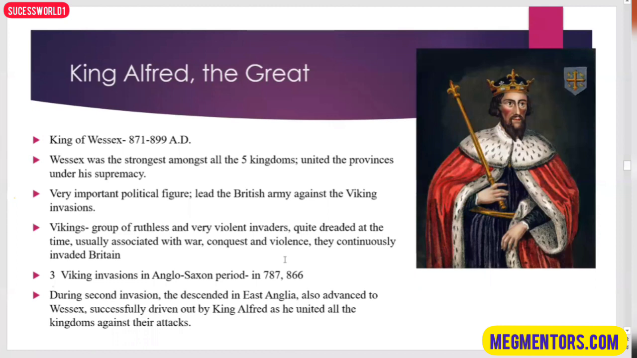So who exactly were these Vikings? Vikings were actually a group of ruthless and very violent invaders. And they were quite dreaded. People were very much scared of them at the time. And they were usually associated with war, conquest, and violence. And they continuously invaded Britain.